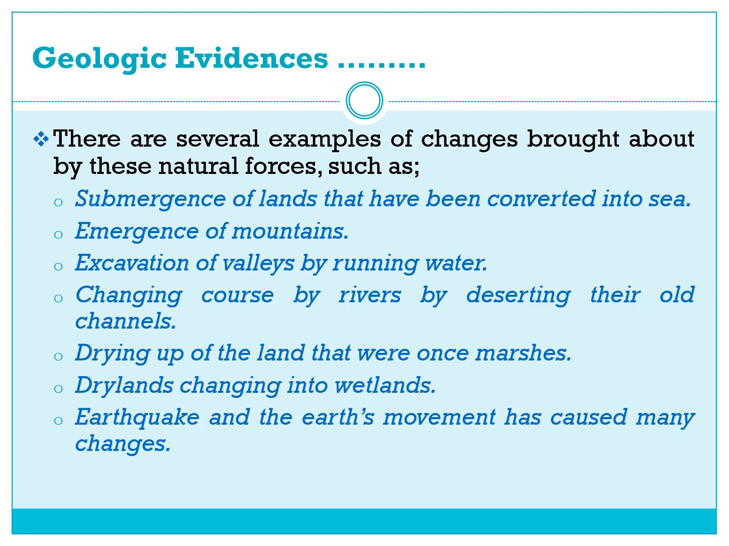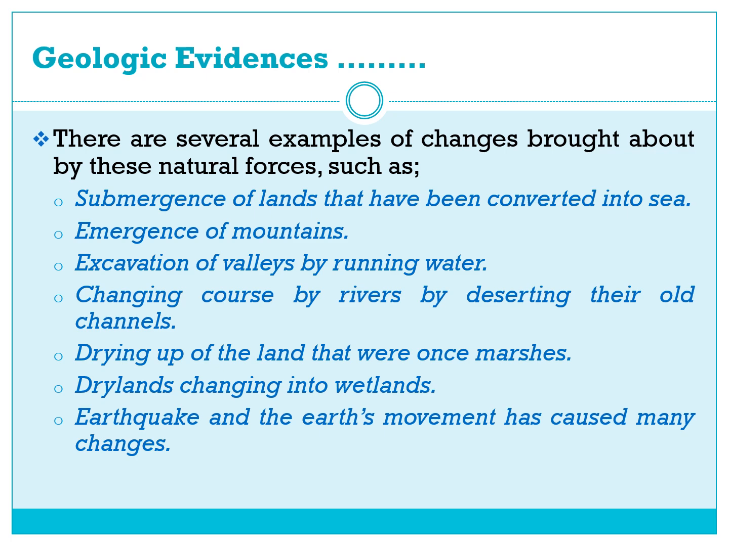There are several examples of changes brought about by these natural forces, such as submergence of lands that have been converted into sea. Many ancient cities that were once inhabited by humans are found in depth of oceans and seas. Emergence of mountains due to the orogenic movement: upheaval of the sea floor takes place, forming many of the gigantic mountains. Occurrences of marine fossilized life forms on the summit of hills clearly suggest that the area must have been part of the sea floor.